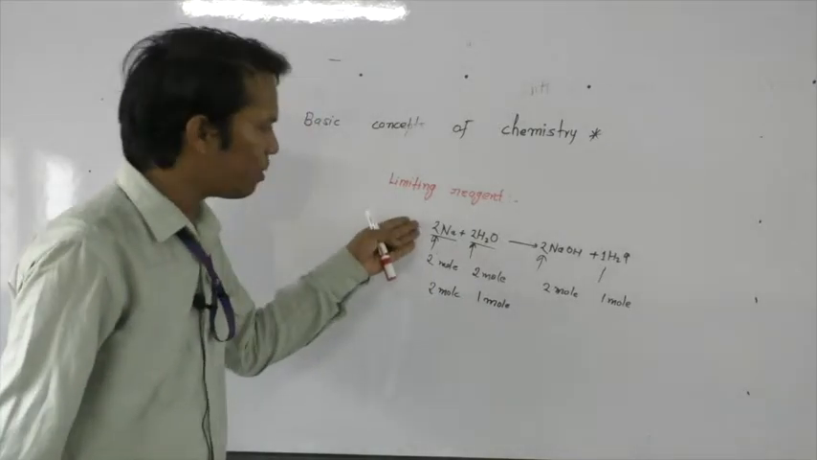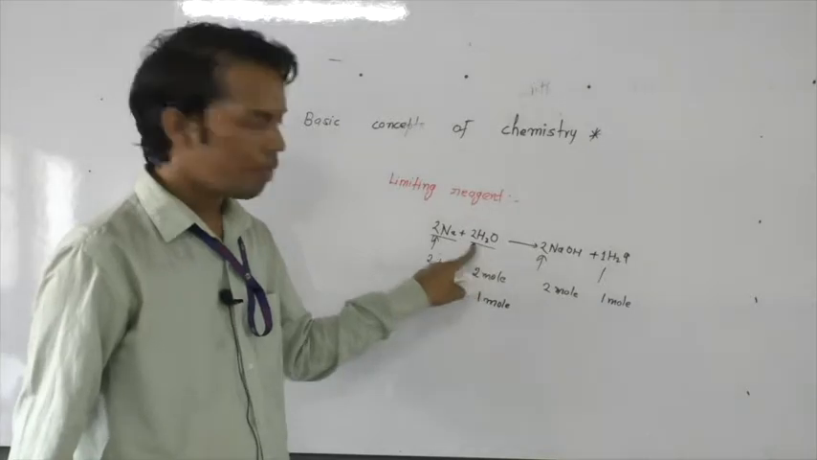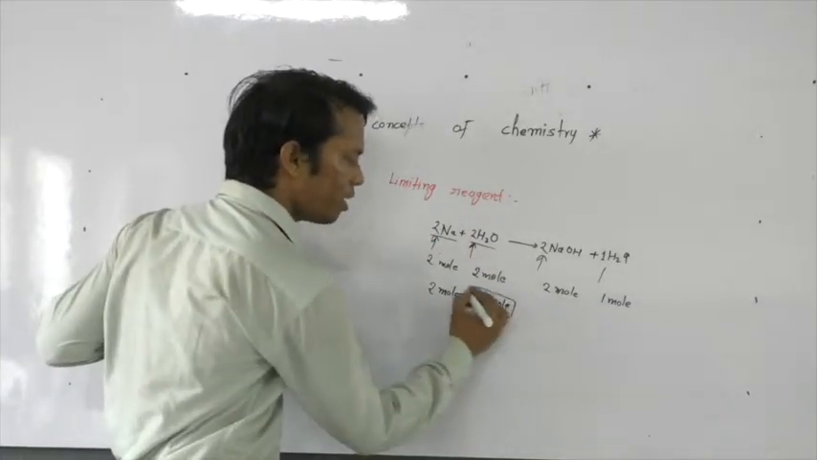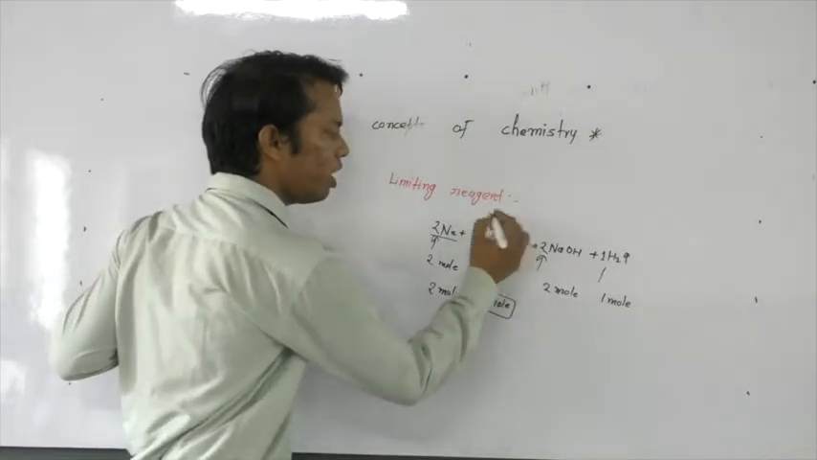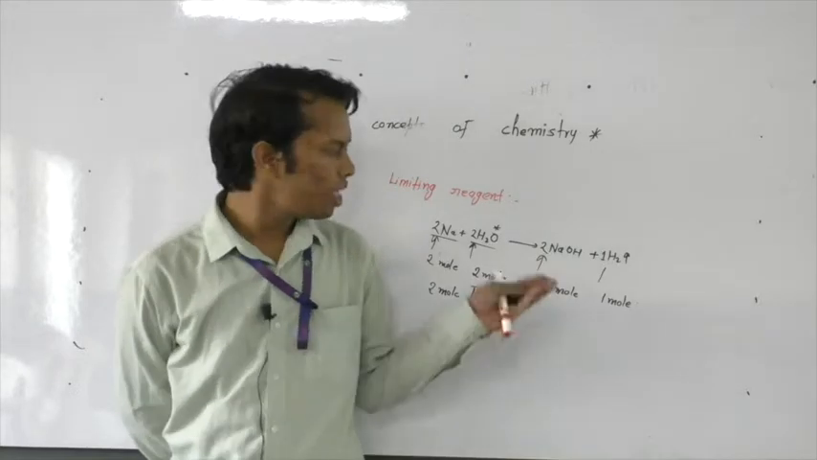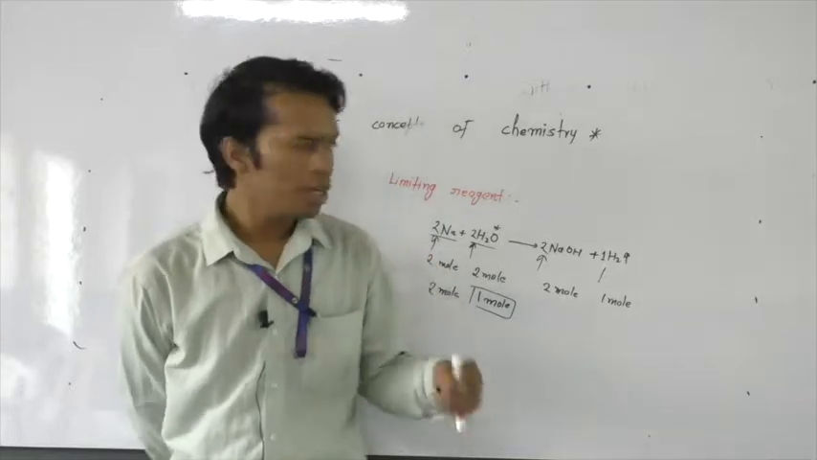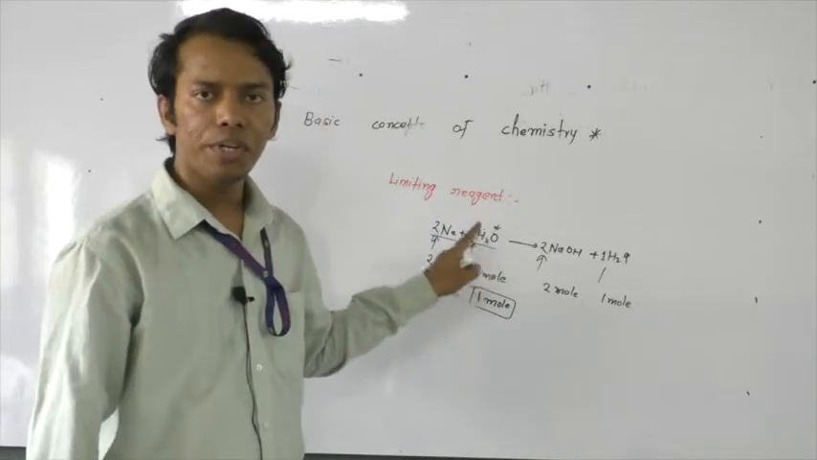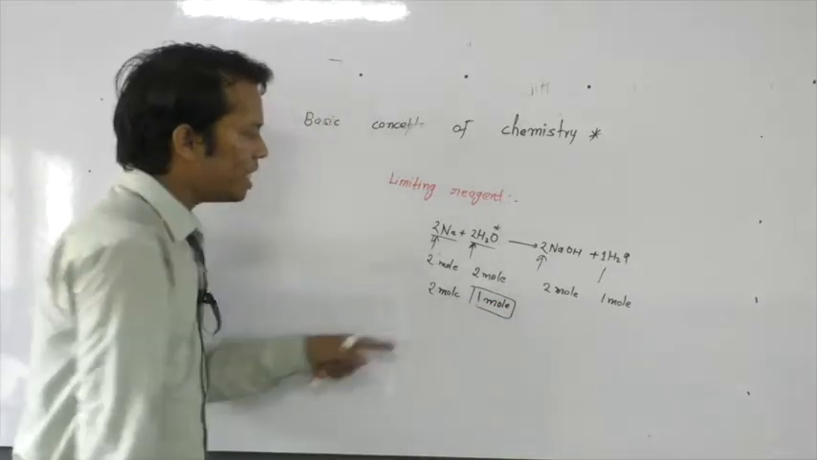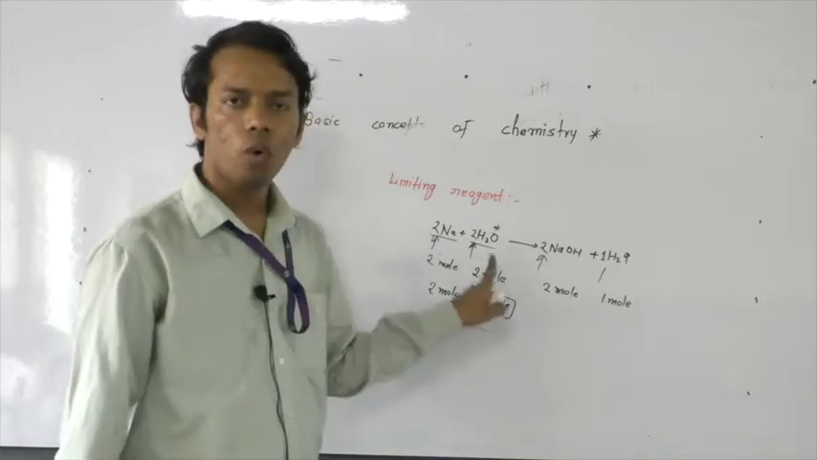From your balanced chemical equation, you can see for 2 mole of sodium, 2 mole of water is required, but you are taking only 1 mole. Correct? So this water is your limiting reagent. It means after some time water will not be there, so the reaction will not happen. That means because of water only the reaction got stopped. Correct? That means water is the limiting reagent. Since 2 mole was required, but we are taking only 1 mole of water, water is the limiting reagent.